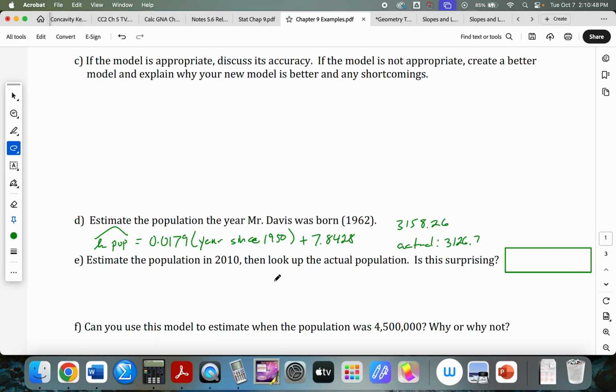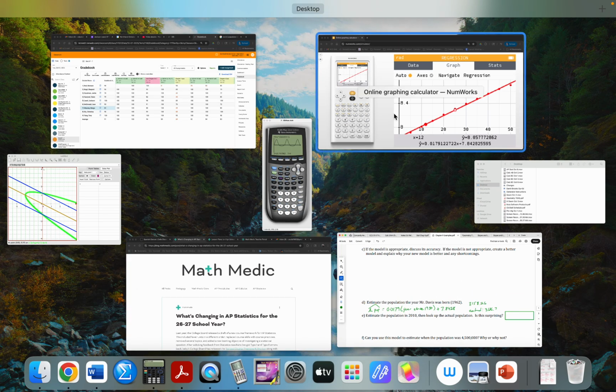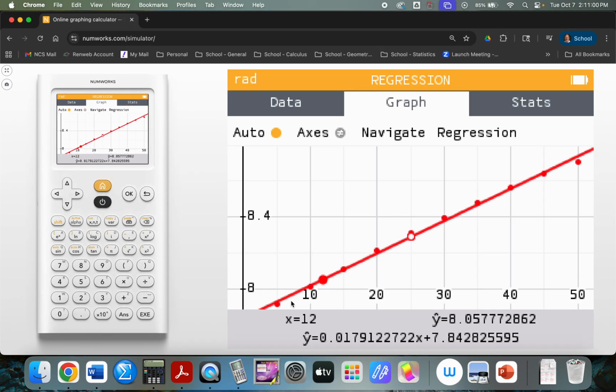Now, if you estimate the population in 2010, so what is that? What year is that? 60. So put in 60.